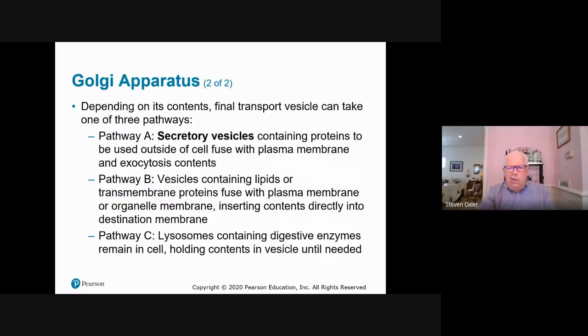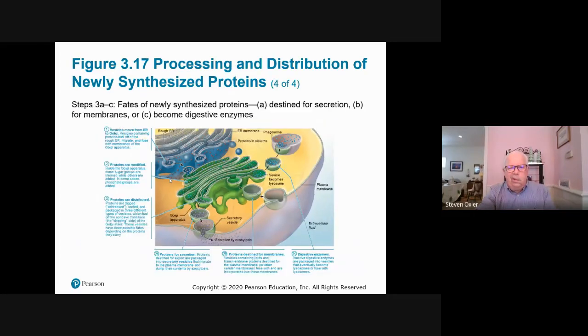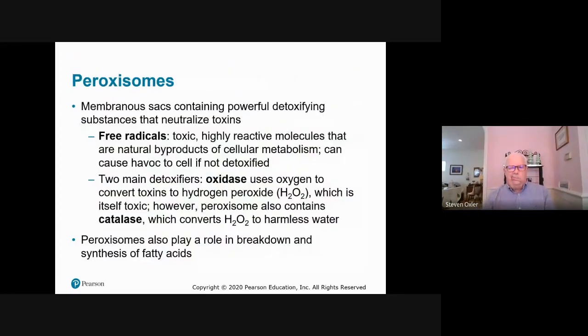All right? You don't have to know pathway A, B, and C. That's not important, and you'll never, ever use it. Just know that it packages proteins.